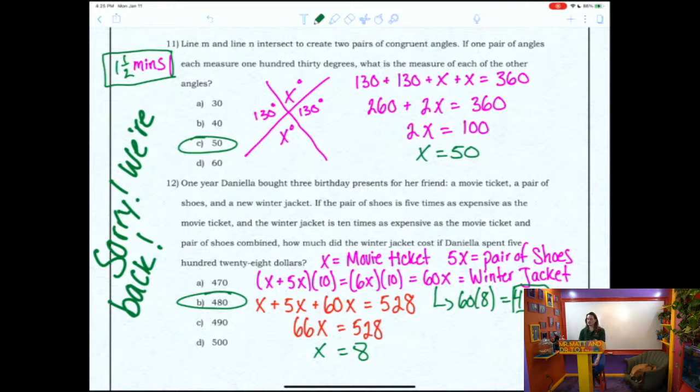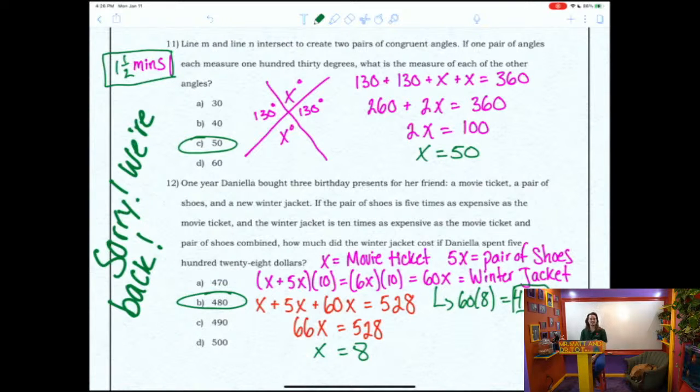If we write an equation representing each of these components, summing each of these components to a total cost of $528, we can write the equation x plus 5x plus 60x is equal to 528. X, which is really 1x, plus 5x plus 60x is going to give you 66x. 528 divided by 66 is going to be 8.